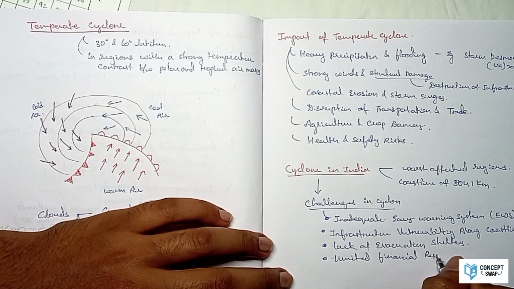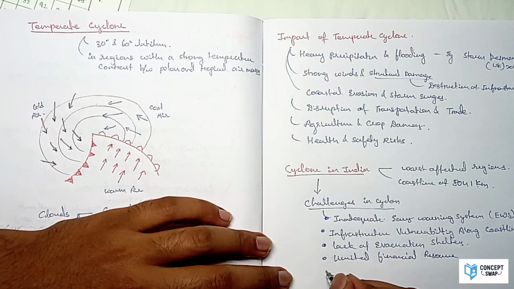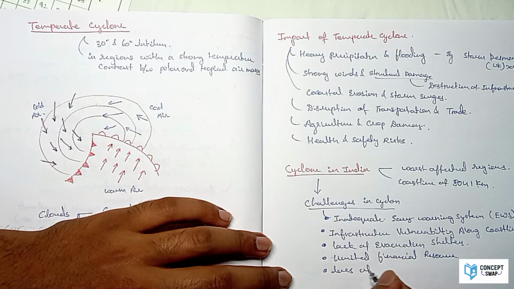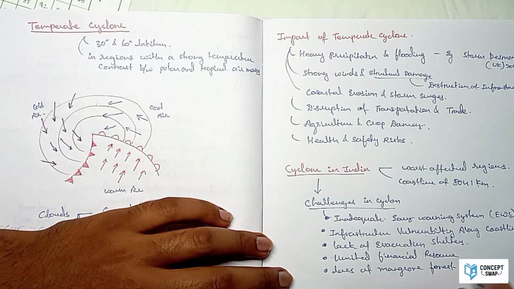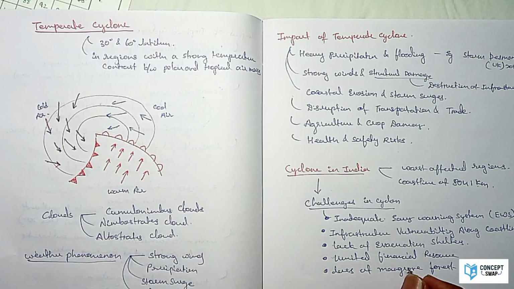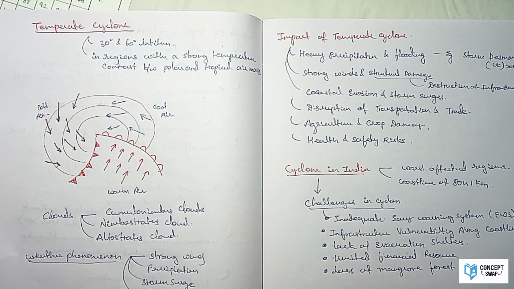Limited financial resources. Okay, then the loss of mangrove forest and incomplete and outdated cyclone pattern data. Yeah, as I said.